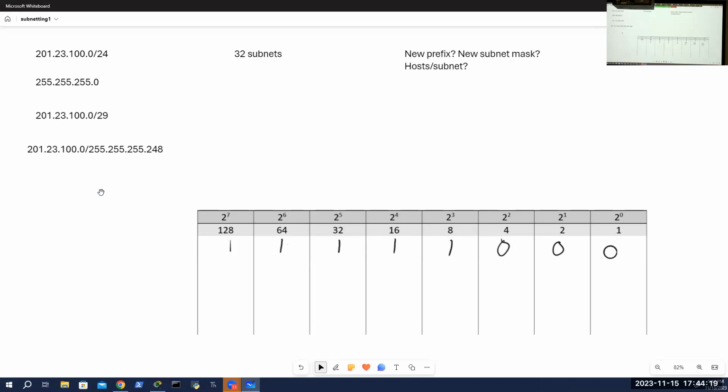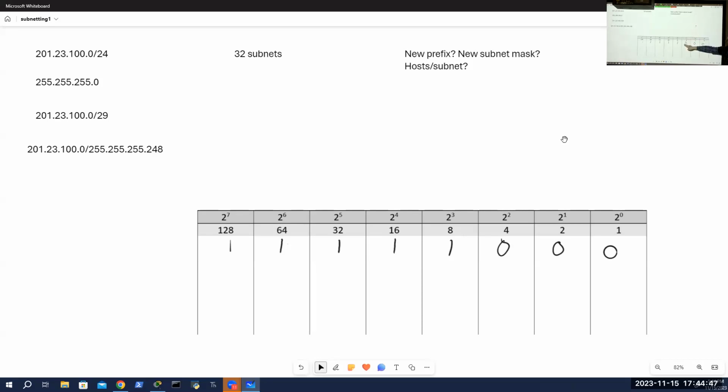How many hosts per subnet? 24? 6. So how'd you get 24? Just curious. 2 times 2 times 2 times 2. It's actually just 2 times 2 times 2, which is 2 cubed. That's a better way to look at it.